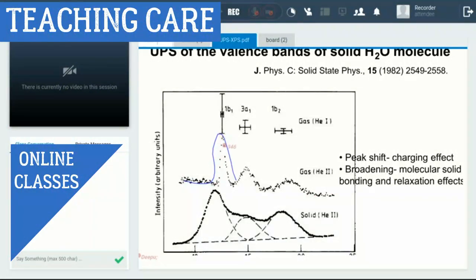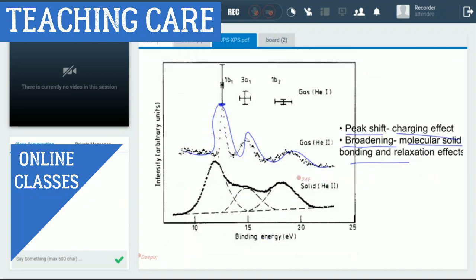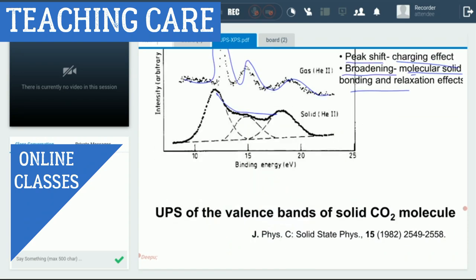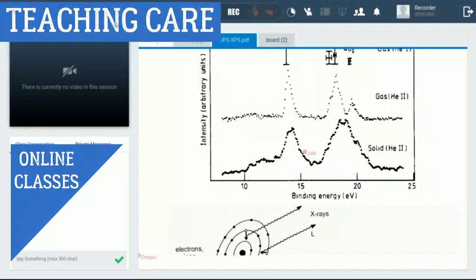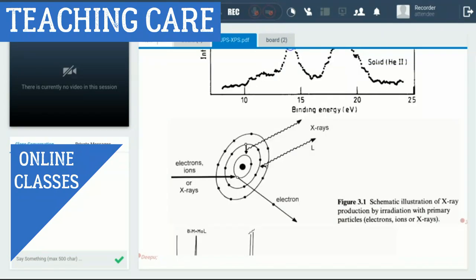So this one, how the electrons are vibrated is drawn over here. Peak shift, charging effect, broadening, molecular solid bonding. So the peaks are telling us about the charging effect. And this broadening area is going to tell us about molecular solid bonding and relaxation effect. There is no energy released nor absorbed. So these peak areas are excitation of electrons. Okay, see here.